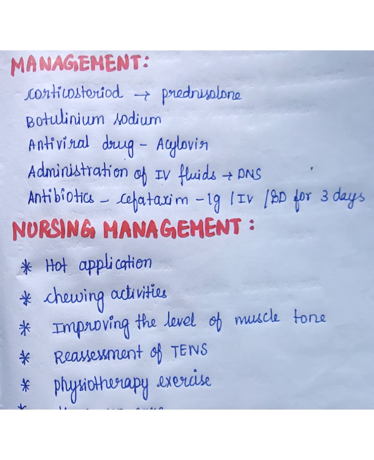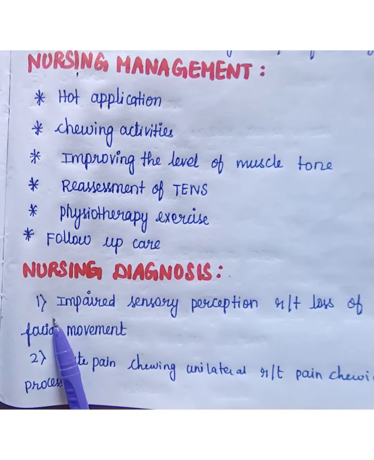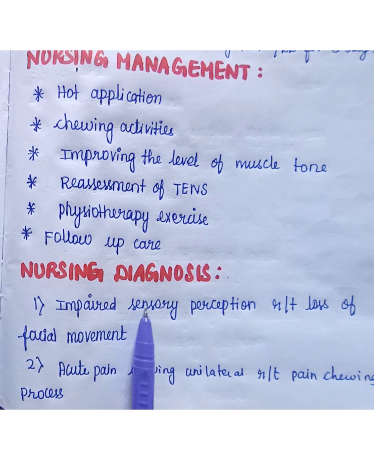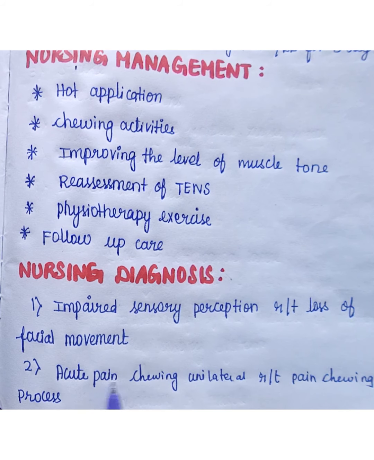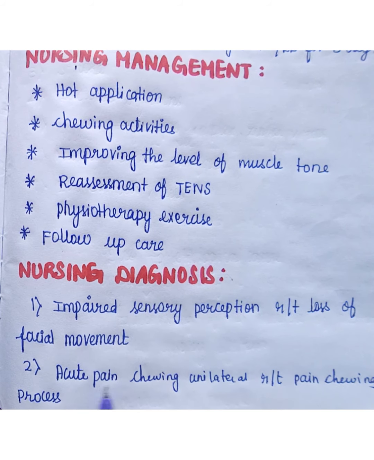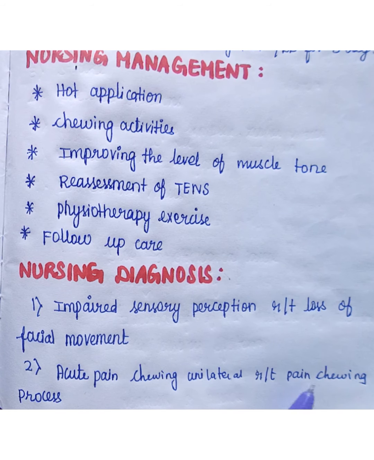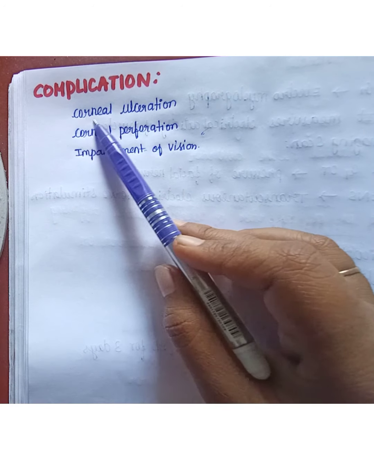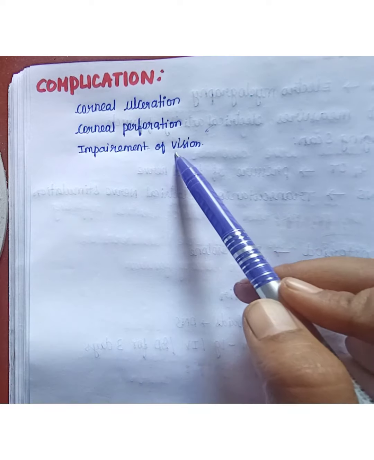Next one is nursing diagnosis. The first one is impaired sensory perception related to facial movement, as evidenced by weakness of muscles; you can add any one. The second one is acute pain due to unilateral chewing related to pain during the chewing process. Next is the complications of Bell's palsy. There may be corneal ulceration, corneal perforation, and impairment of vision.